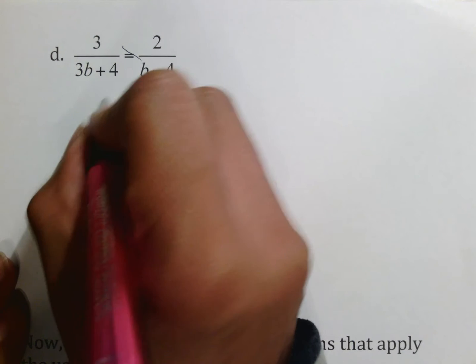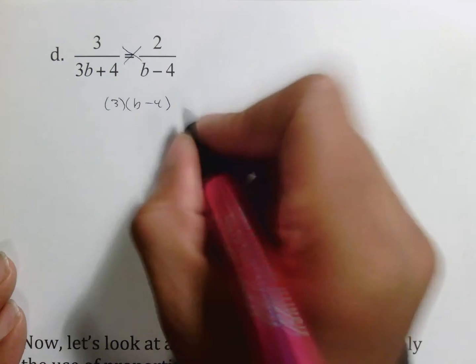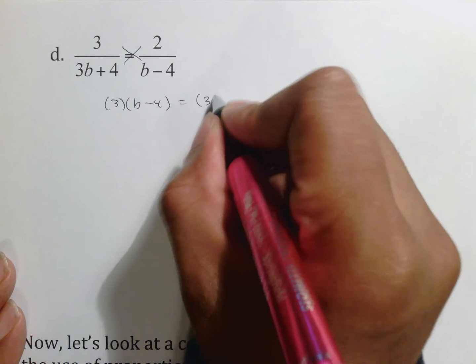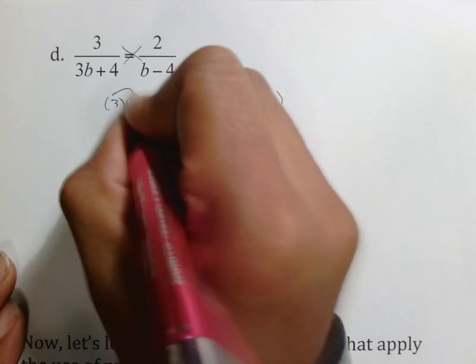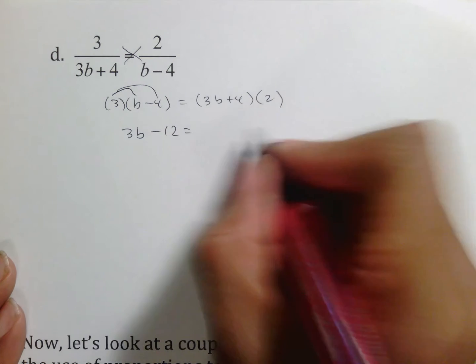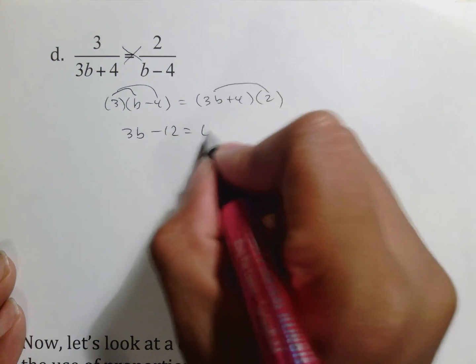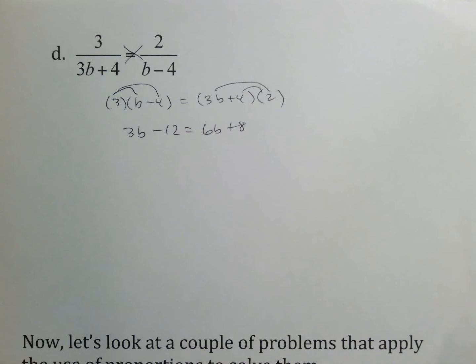D, the toughest one you're going to see here, 3 meets b minus 4. There's no shortcut here either because 3b plus 4 meets 2. And so now I distribute, I get 3b minus 12 equals 6b plus 8. Just variables on both sides, so I've got to move it.